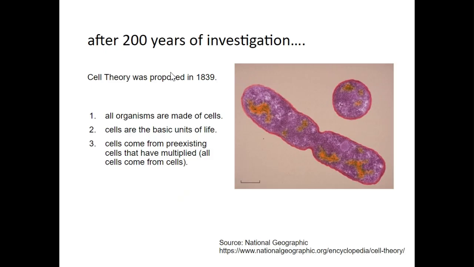And then it took 200 more years until the 1800s for scientists to build and build and build evidence until they had what we now call the cell theory. And the cell theory, which you should write down, is that all organisms are made of cells. Cells are the basic unit of life, meaning nothing smaller than a cell can be considered life. And then 3, cells come from pre-existing cells that have multiplied. All cells come from cells.